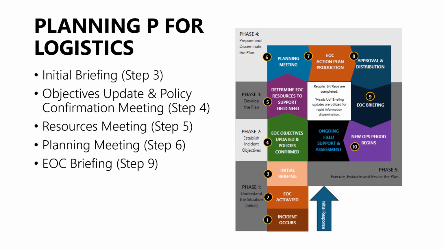The planning P is the process for which we go from incident objectives from the field, creating our EOC objectives. What do we need to order to support those EOC objectives? What is the plan going to be? Getting that EOC action plan created, getting it approved, briefing out that plan, and starting the new operational period by getting new objectives. What's those resources? So it's the process which we are doing that.